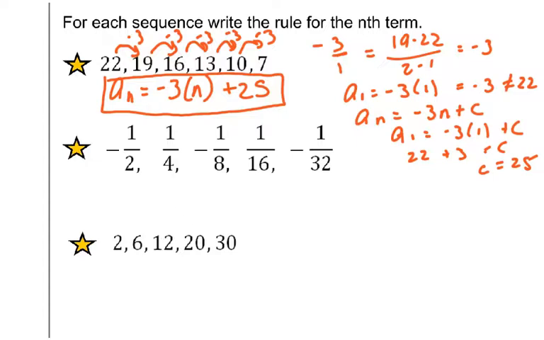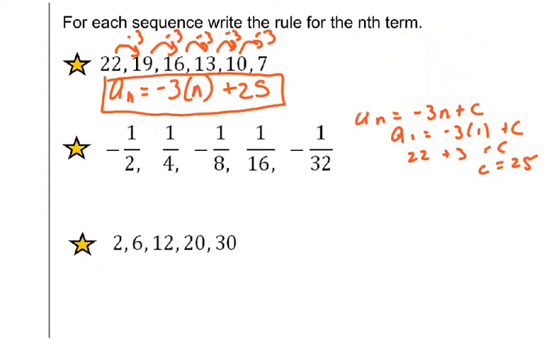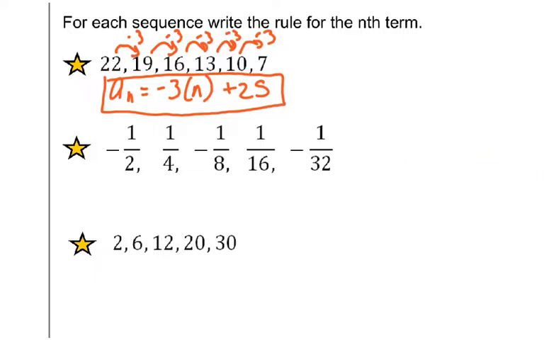Now we want to make sure we check later terms, because we may find something works for the first term and then not for subsequent terms. So 1, 2, 3, 4, 5. So let's try a sub 5 equals negative 3n plus 25. So we're going to plug in 5. And we do, in fact, get 10. So we've checked it.